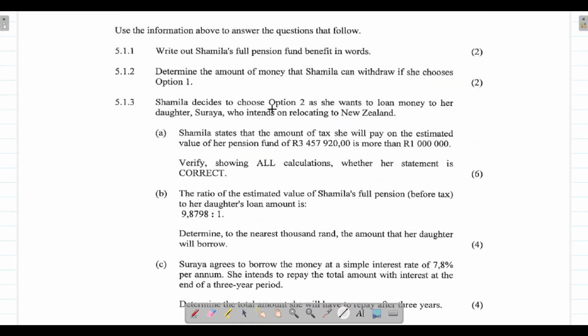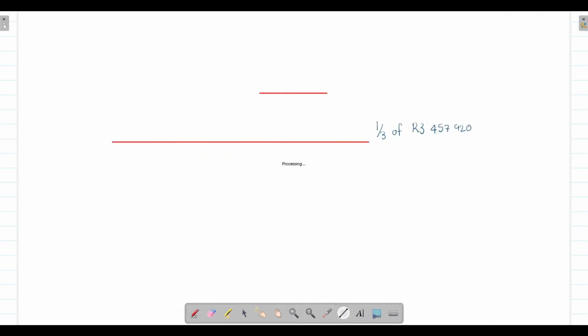Shamila decides to choose option 2 as she wants to loan money to her daughter, Shuraya, who intends on relocating to New Zealand. Shamila states that the amount of tax that she will pay on the estimated value of a pension fund of 3,457,920 is more than 1 million. Verify, showing all calculations, whether her statement is correct.